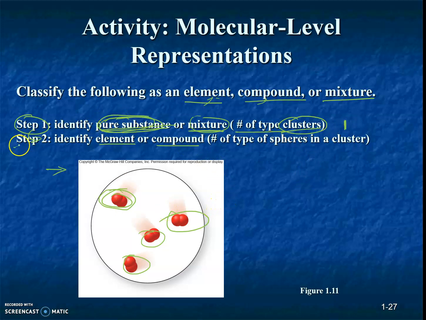If I'm a pure substance, then I need to go to step 2. I need to know, is this an element or a compound? How can you identify whether those clusters are elements or compounds? You will check how many types of spheres are in a cluster. How many types of spheres means different. If you have one bigger and one smaller, then that is 2 types. If you have one green and one blue, then that is also 2 types.